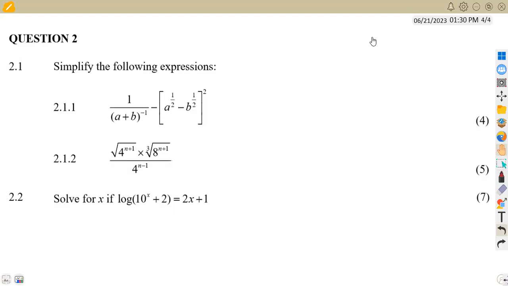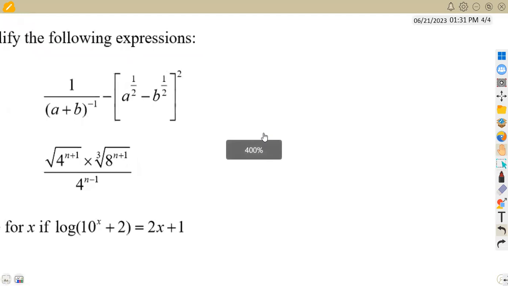We have got a question that you're going to consider. It is worth 16 marks, and you're going to work on it in this class. It is from the question paper of August 2017, Question 2, 2.1: simplify the following expressions. The first part, 2.1.1, was worth 4 marks.